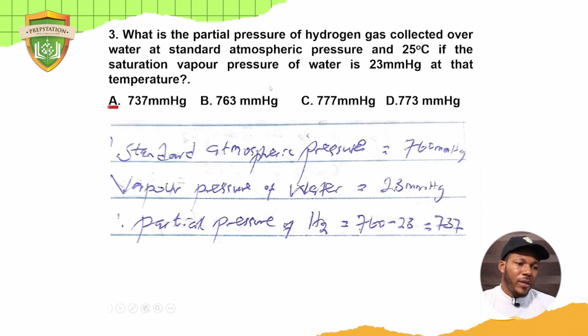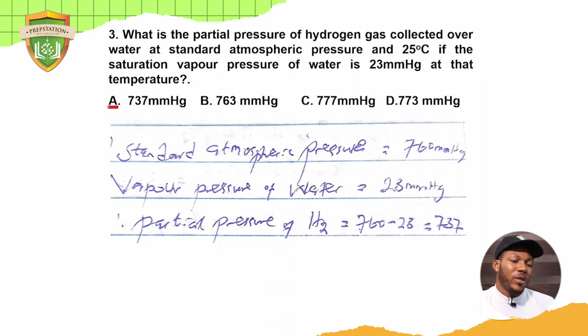All right. Next example, very straightforward. What is the partial pressure of hydrogen gas collected over water at standard atmospheric pressure and 25 degrees Celsius if the saturated vapor pressure of water is 23 millimeter mercury?